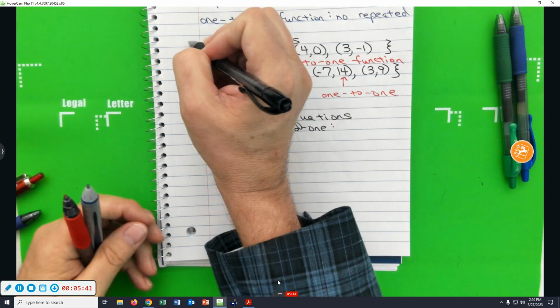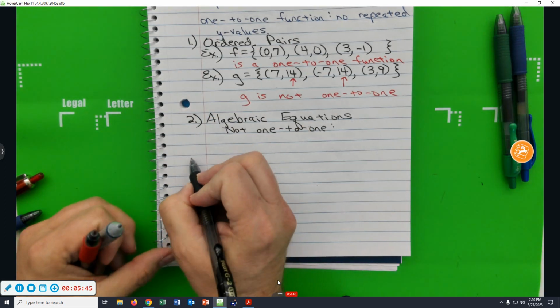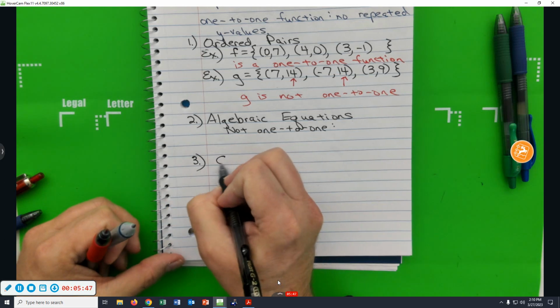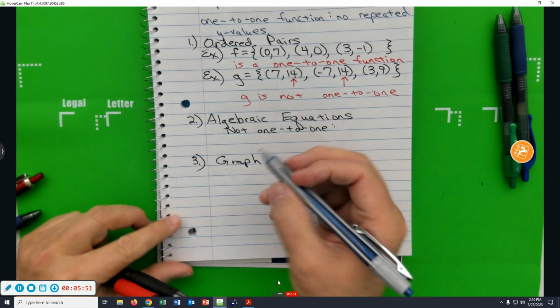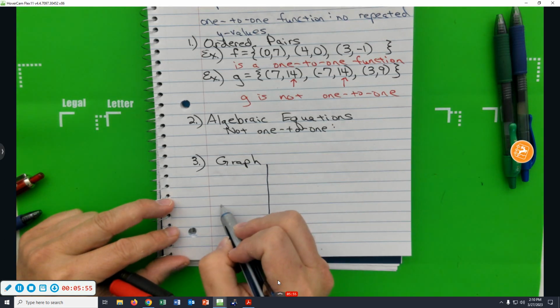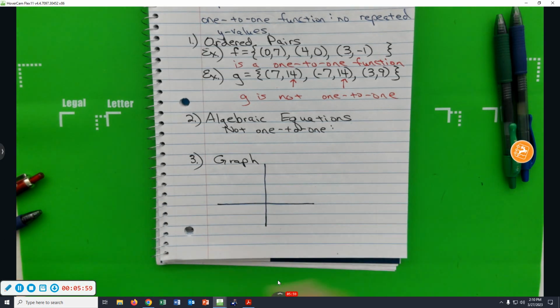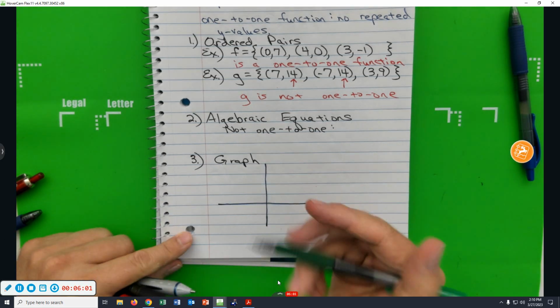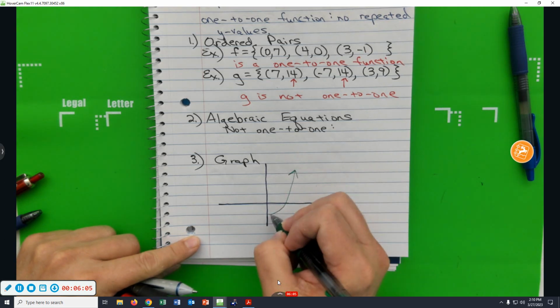We said ordered pairs, algebraic. How about this third one? Let's look at a graph. Let's look at this graph. Here's the graph I'm going to look at.